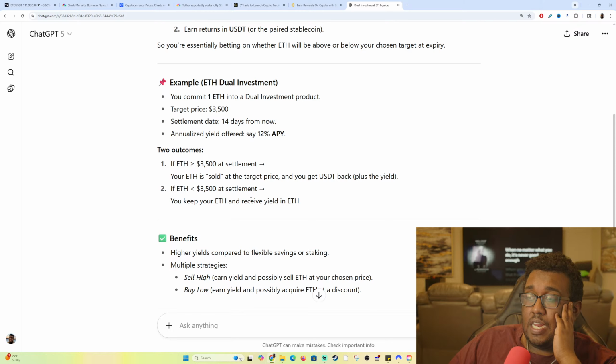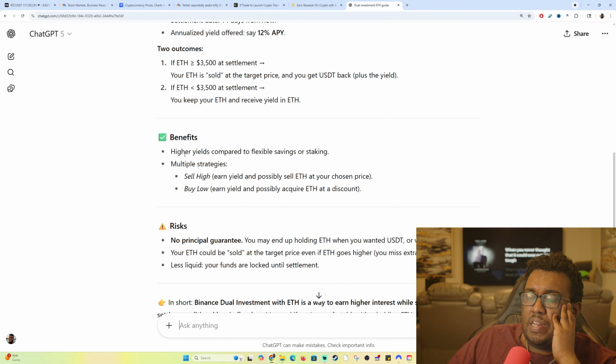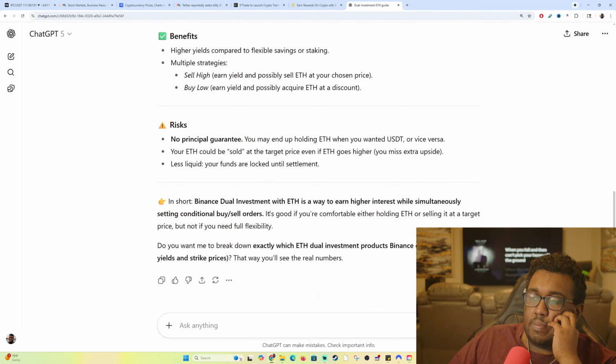Okay, I understand, but that's just more confusing. So, benefits are high yields compared to flexible savings and staking. Multiple strategies: sell high, earn yield, and possibly sell Ethereum at your chosen price. Buy low, earn yield, and possibly acquire Ethereum at a discount. No principal guarantee. You may end up holding Ethereum when you wanted USDT or vice versa. Your Ethereum could be sold at target price. Even if Ethereum goes higher, you miss extra upside. Less liquid. Your funds are locked until the settlement.